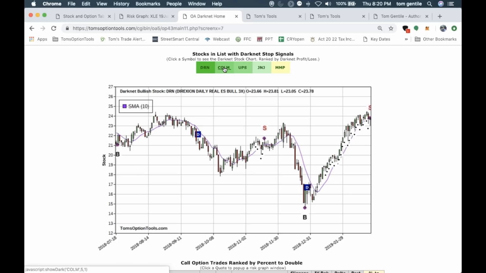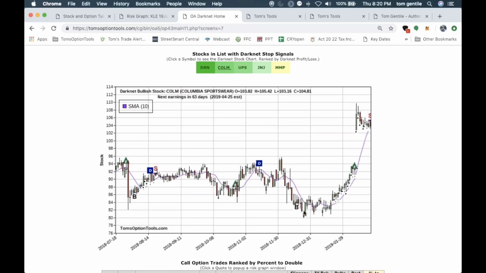How about COLM, Columbia Sportswear? The buy was back around Christmas time, and it had a little bit of a drawdown. That was at 84. It went all the way down to 80, so it had a 4-point drop. Look what ended up happening. Bang. Earnings, and then about a week and a half later, the sell signal comes in at about 104. Nice move. 20 points, a 20% return on the stock itself.